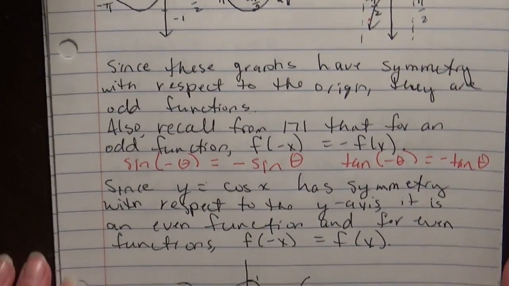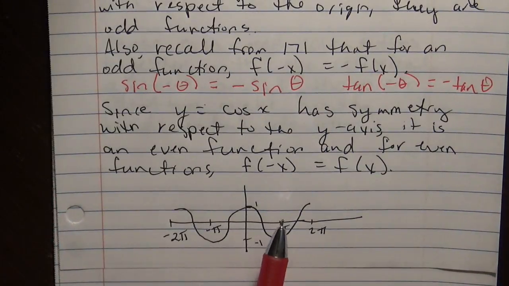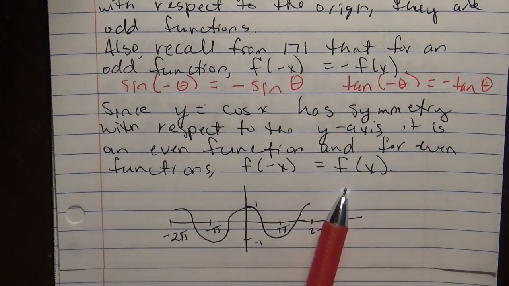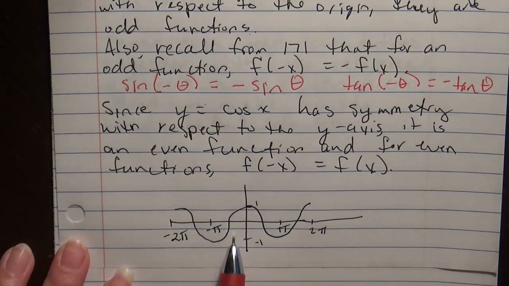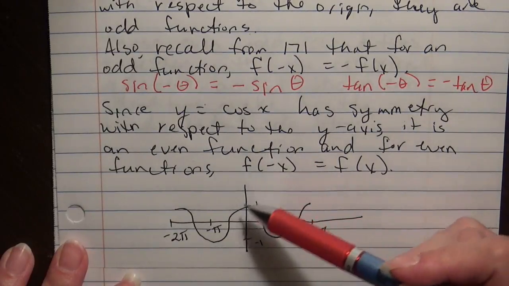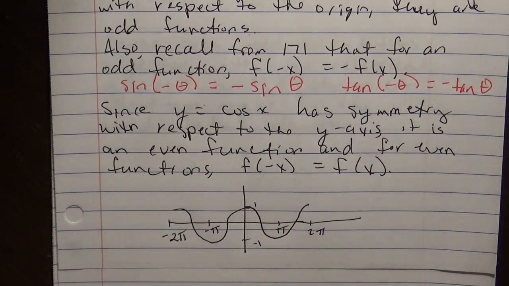Since y equals cosine x has symmetry with respect to the y-axis, it is an even function, and for even functions, f of negative x is equal to f of x. So that's just saying that with an even function, replacing x with a negative x will give you the same function back, so that negative ends up disappearing. And of course, here's a graph of the cosine function, just showing what the symmetry with respect to the y-axis looks like. If you were to fold this down the y-axis, everything should come together and touch for you.